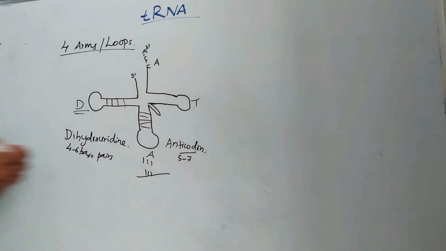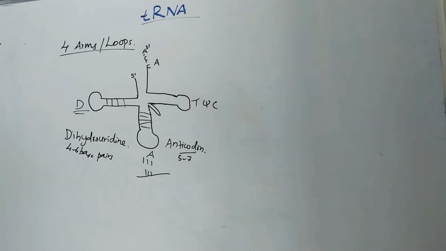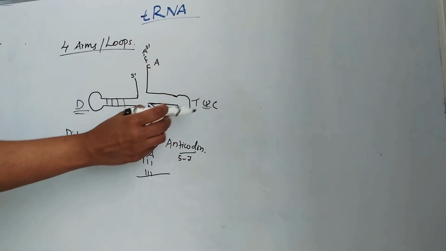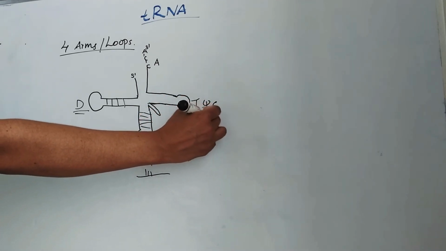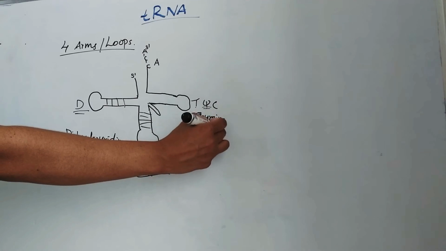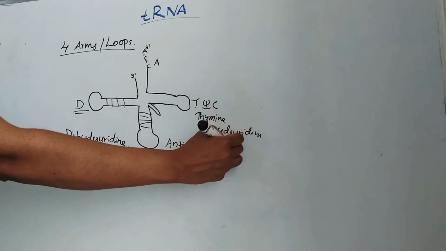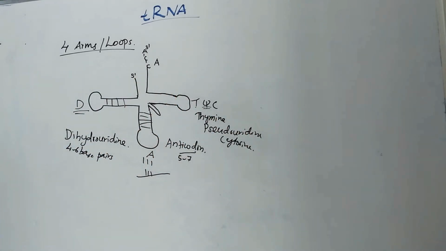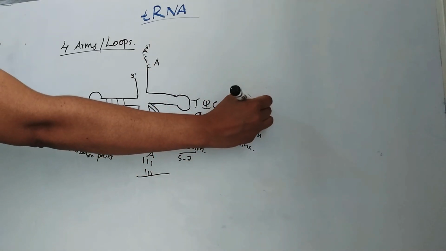The next arm is the T arm or T loop. This is also known as T psi C. Psi is pseudouridine. So, thymine, pseudouridine and cytosine. This is the T loop or T arm. It contains 5 base pairs.